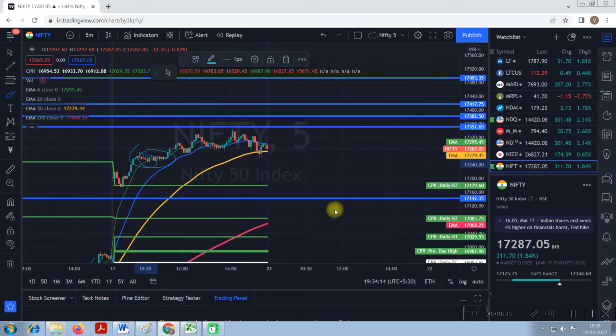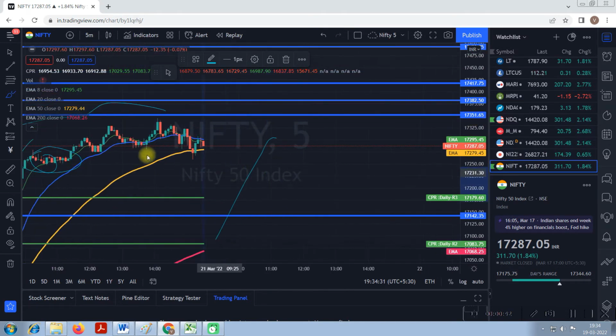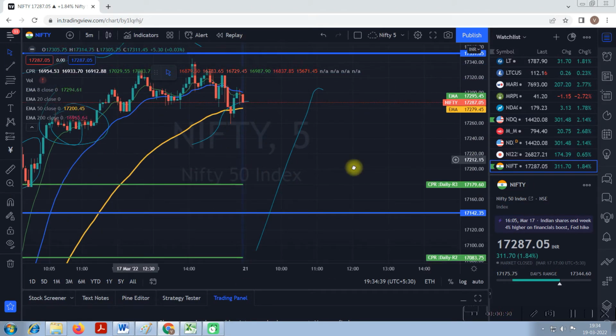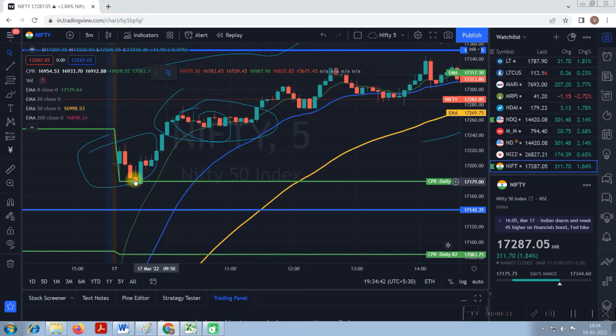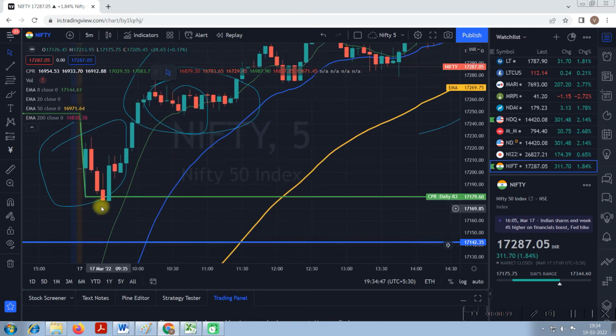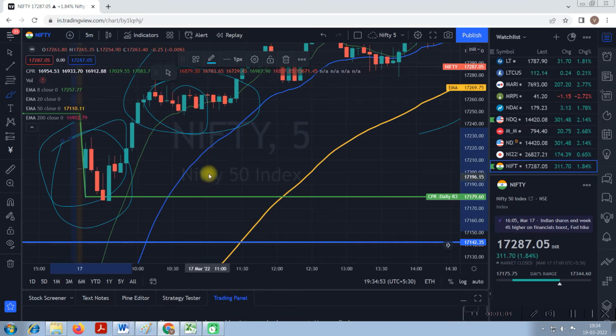On 17th March, that means last Thursday, the market opened with a huge gap up. Our previous day close was 16,970 and the market opened around 17,200. If you enter at the first candle close and keep the stop loss at the candle low, your stop loss is taken easily. Here you can see clearly, if you enter at the first candle close and keep the stop loss just below the candle, your stop loss is taken easily. This is a wrong way to enter.